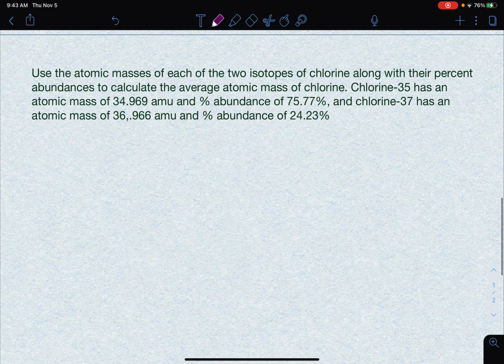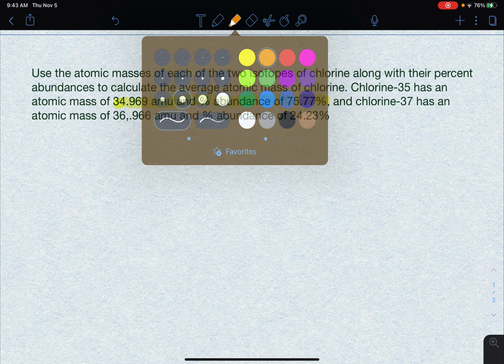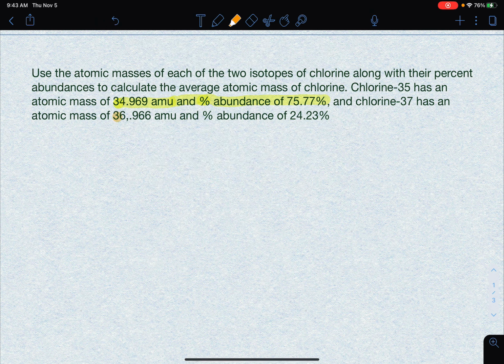This problem says use the atomic masses of each of the 2 isotopes of chlorine, along with their percent abundances, to calculate the average atomic mass of chlorine. Chlorine-35 has an atomic mass of 34.969 AMU, so that's the exact mass. I'm going to highlight that. And percent abundance of 75.77%. And chlorine-37 has an atomic mass of 36.966 AMU, and a percent abundance of 24.23%.